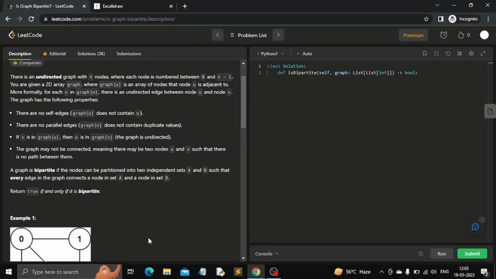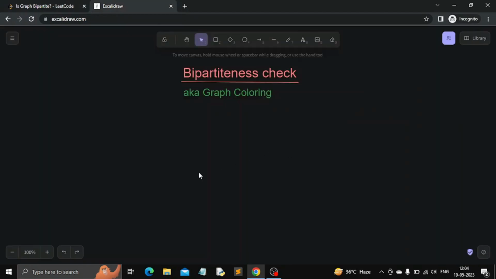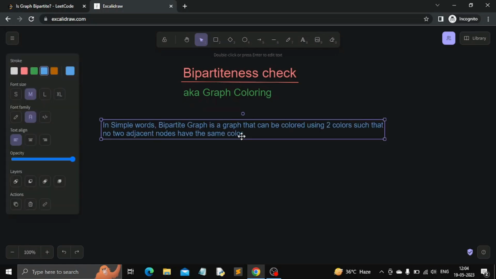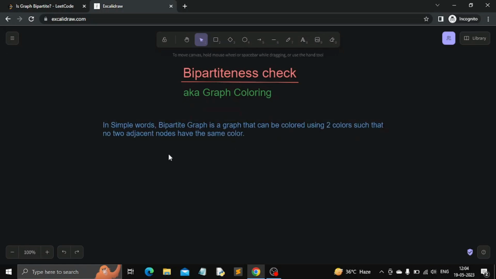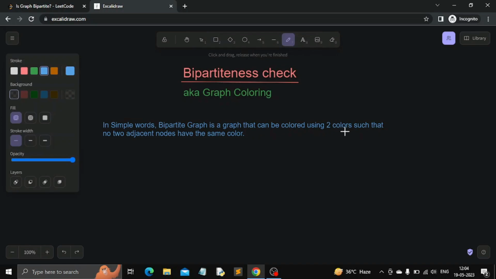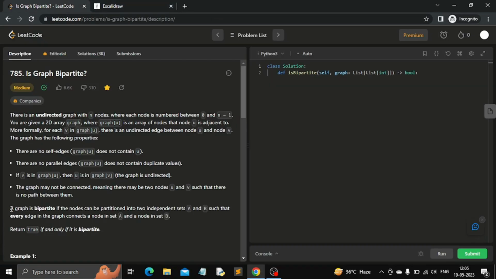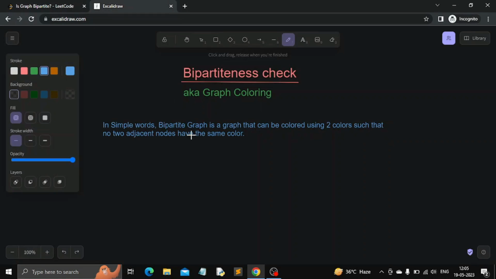Now let us understand the approach of this problem. We need to check whether the given graph is bipartite or not. It is also referred to as graph coloring. In other words, we can define a bipartite graph as a graph that can be colored using two colors, such that no two adjacent nodes in our graph have the same color. So we saw this definition given in the problem statement, and it can be reframed as this informal definition of a bipartite graph. Now we'll see some examples to get some clarity on this problem.